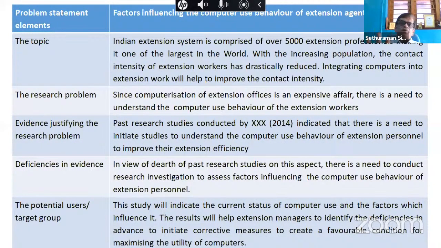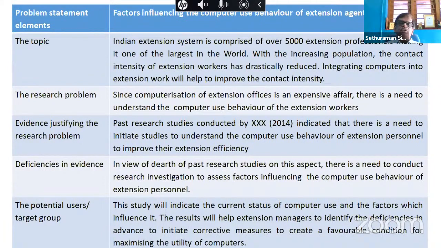But now the problem here is, the extension manager wants to invest so much money in purchasing individual computers, that too laptops, for the extension agents in the KVK, or the SMS in the KVK, or extension personnel in the state agriculture department, because a lot of money is required for giving individual laptops or computers. So naturally that person wants to know whether it will be used properly or not. So that's why the research problem is designed.